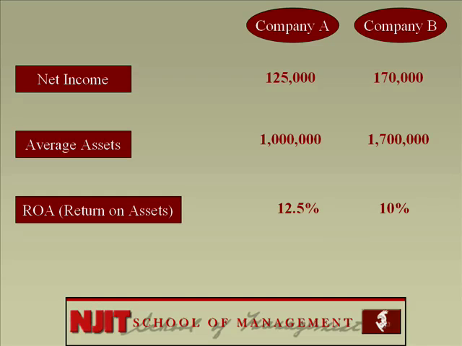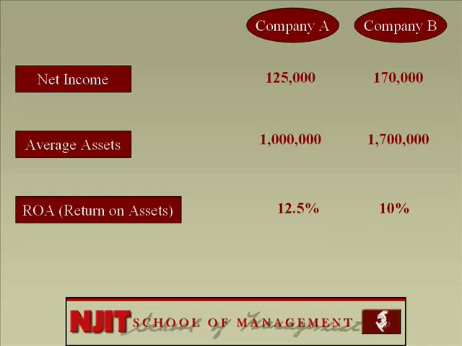What do you conclude? Overall, A is getting a return of 12.5% on their investment in assets. B is generating a return of 10% on their return on assets. So overall, A is managing more effectively than B. A is doing a better job overall than B.